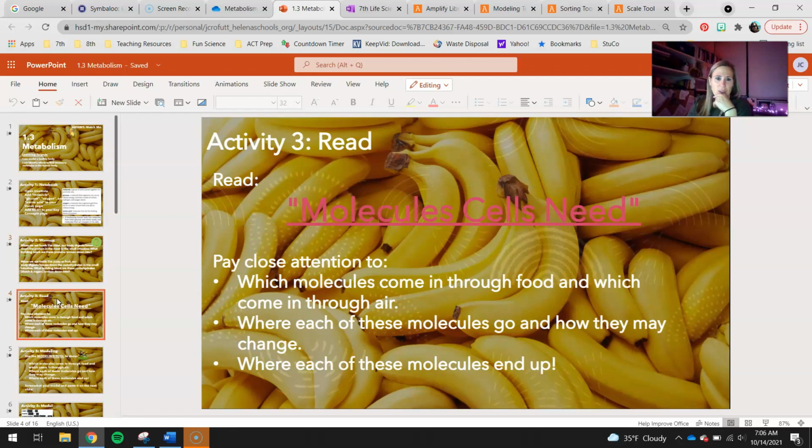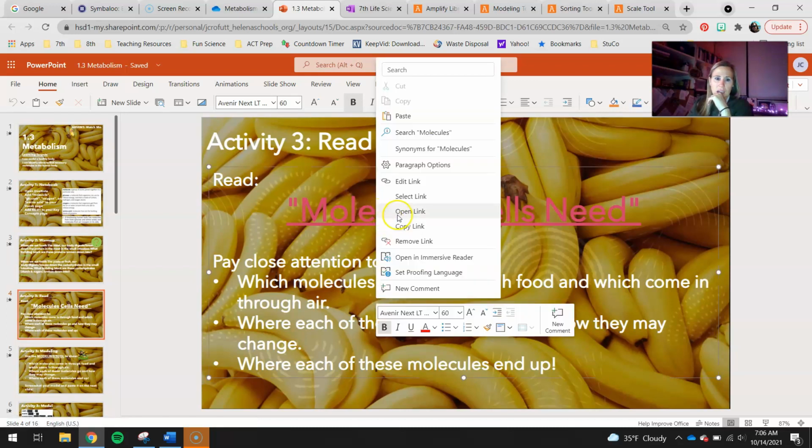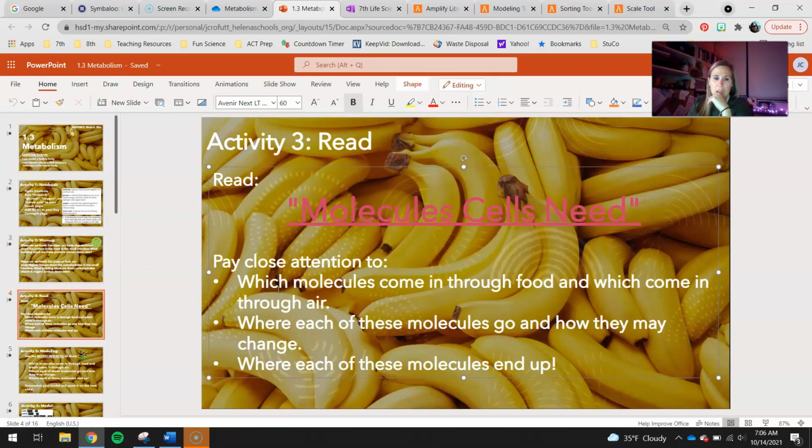Okay, activity 3, you have an article to read, so you can right-click this link here and open it up. When you are reading, pay close attention to which molecules come in through food and which come in through air, where each of these molecules go and how they may change, and where each of these molecules end up, because your next activity is going to be a little modeling tool where you need to organize all these molecules in the human body based on where you find them, their pathway through the body, how they might change if we're talking digestion, and then where these molecules end up. Basically, what do we find in the cells of our body? Okay, and I just kind of answered that with key concept number 1.